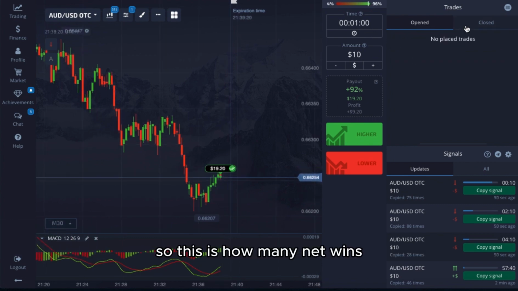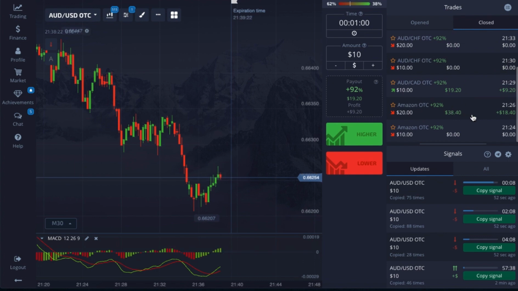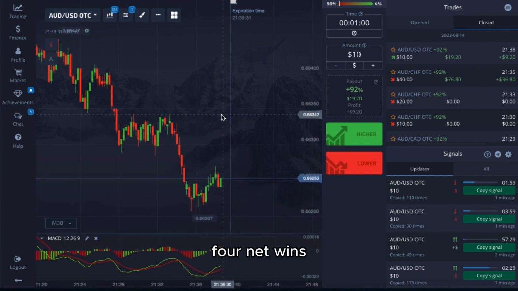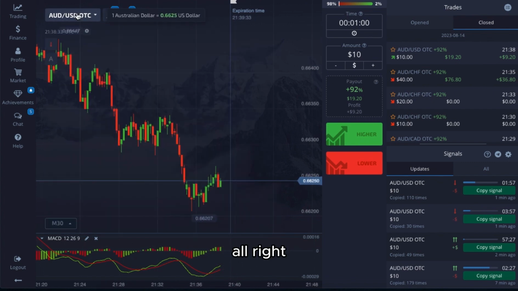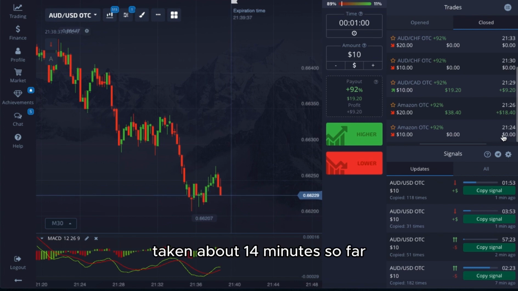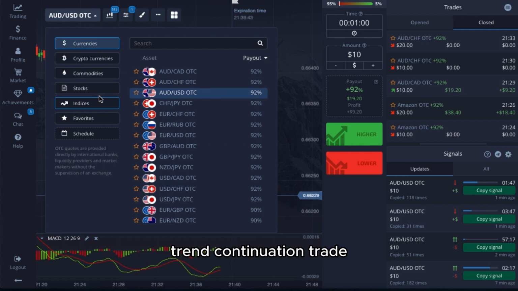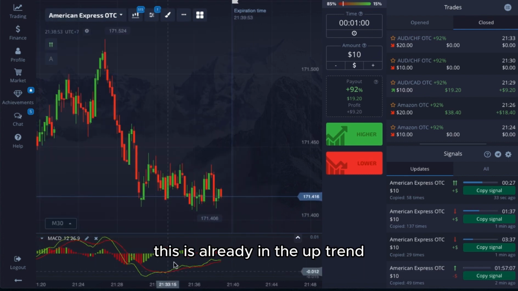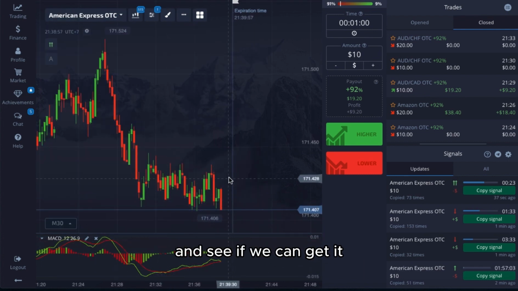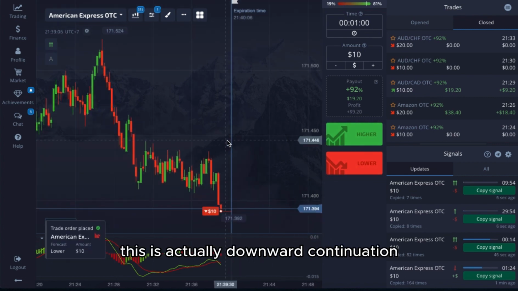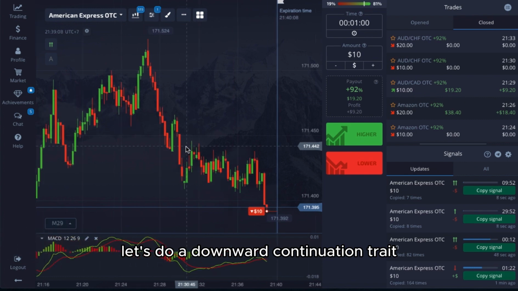So this is how many net wins? Let's have a look. 2, 3, 4. 4 net wins. Alright, how much time did we take? Taken about 14 minutes so far. Now let's try to finish off with one trend continuation trade. This is already in the uptrend, and let's see if we can get it. No, wait a second. This is actually downward continuation. Let's do a downward continuation trade.